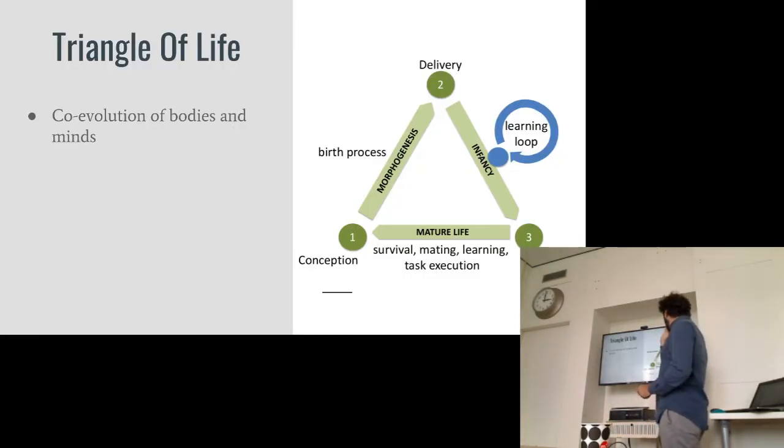So, this is the Triangle of Life. As I said, the idea is coevolution, evolving both minds and bodies at the same time. And it's a triangle because it's broken down in 3 steps. First, you have the conception, in which you have the blueprint of the robot, but you don't really have it, so you build it. Imagine 3D printing components, attaching the batteries, charging the batteries. And at the end, you have the delivery, in which you actually have the robot. But the robot is blank. It doesn't have a brain.